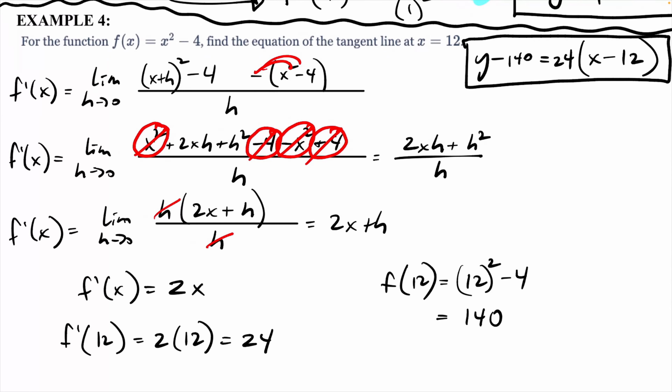So the equation is y minus 144 equals 24 times x minus 12. That's how I figured it out. Okay, I was on the right track at least.